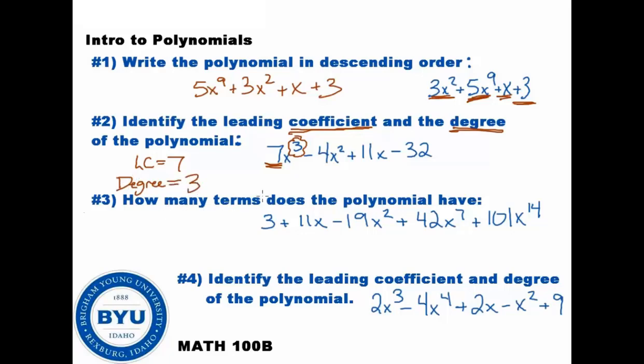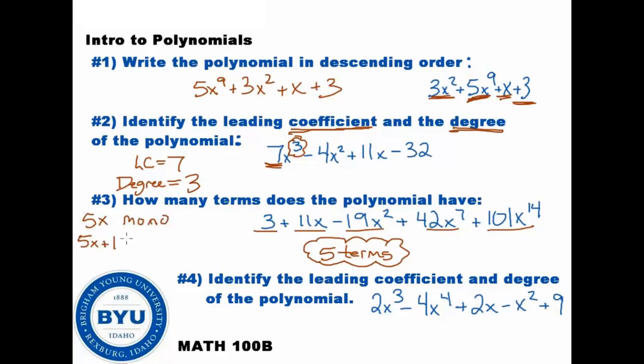Okay, good. On this question, it says, how many terms does a polynomial have? This has 1, 2, 3, 4, 5 terms. Just to let you know, sometimes we name polynomials by how many terms they have. For example, if it was just 5x, that is a monomial. If it's 5x plus 1, that is a binomial. If it is 5x squared plus x minus 3, notice this has 3 terms, so it's called a trinomial.